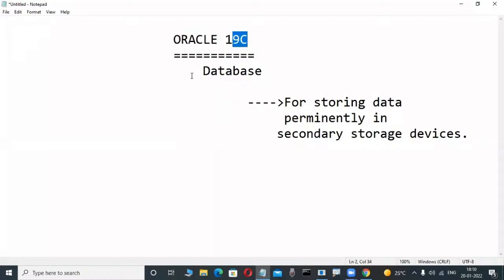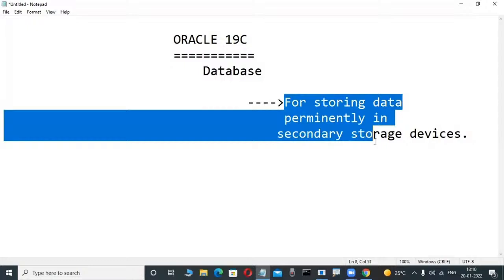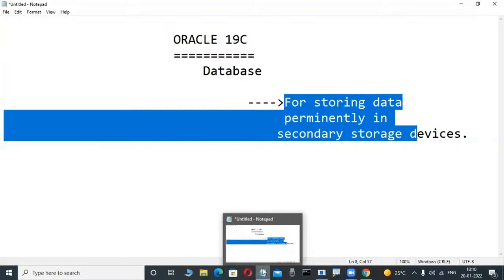Some version number is there. This is a database product, one of the popular databases. Oracle is a product from Oracle Corporation. But what is its purpose? For storing data permanently in secondary storage devices. Now slowly observe it here.